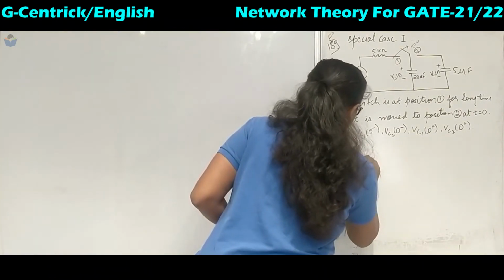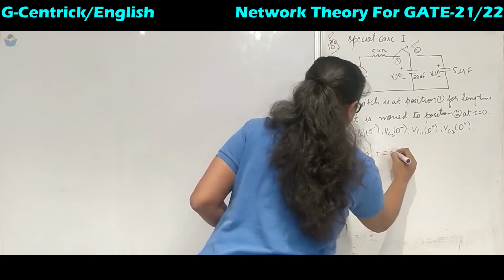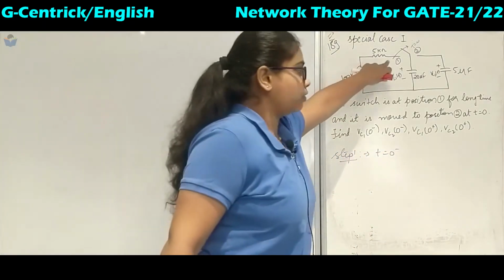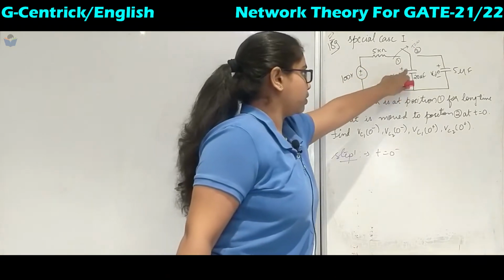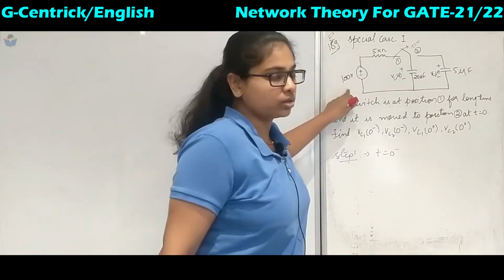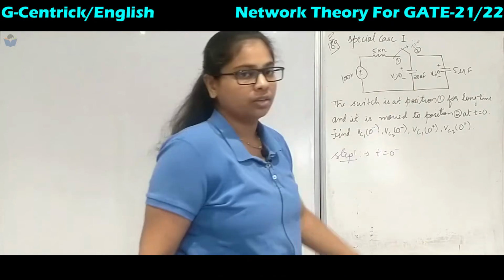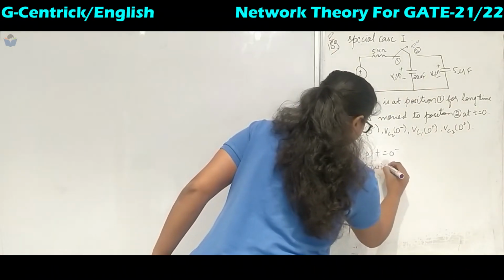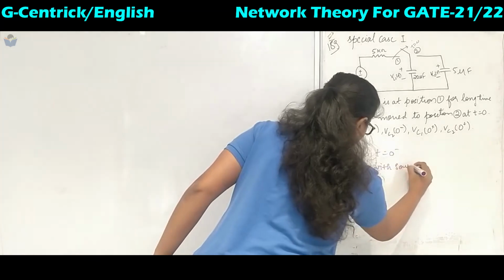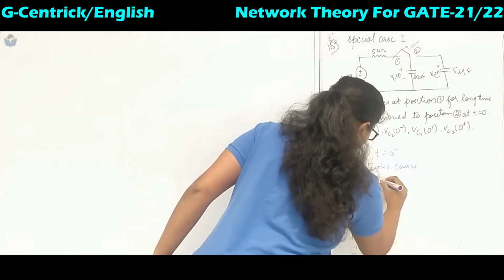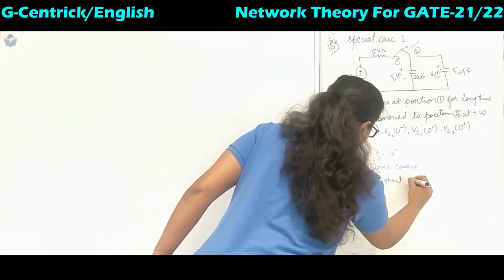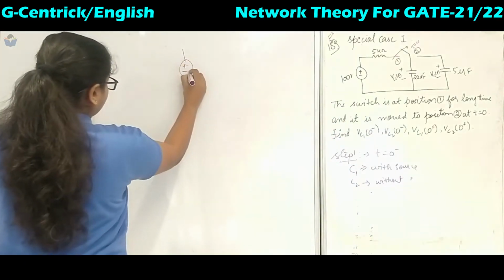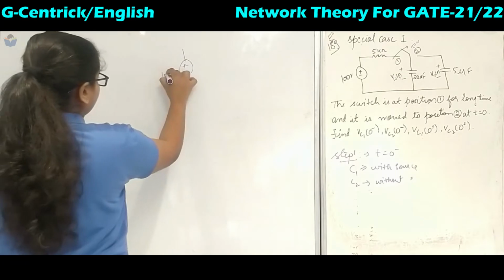Okay, so our step 1 is nothing but at t equal to 0 minus. So at 0 minus it says that it is at position 1. So when it is at position 1, capacitor C1 is with source and capacitor C2 will be without source. So C1 is with source and C2 is without source.